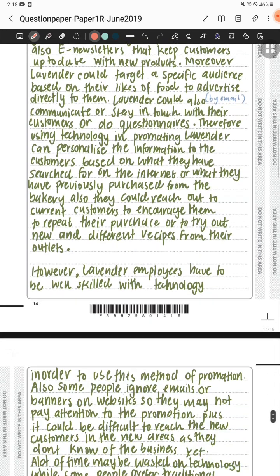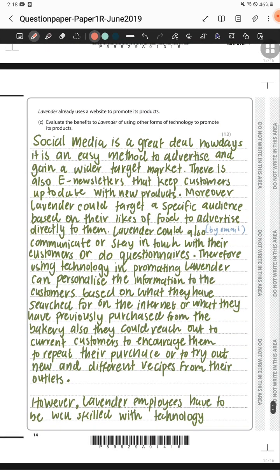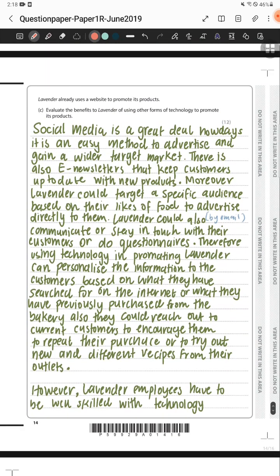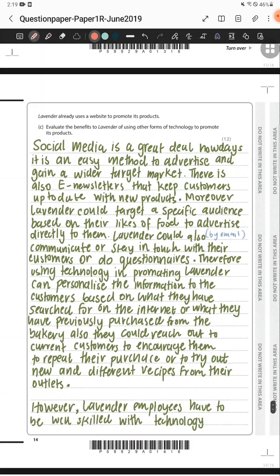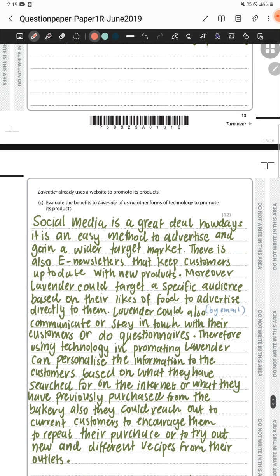Alright, part C. It's a long question, our favorite 12-mark question. It's quite long, as you can see. So this is how the question should be answered, in its full manner. I included everything, unlike the one before.